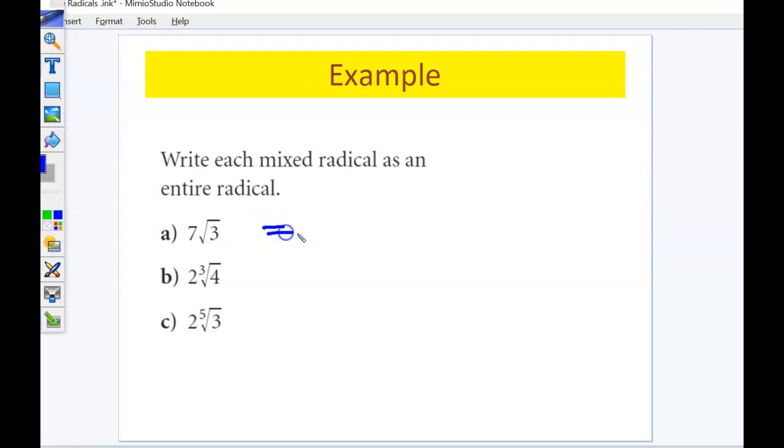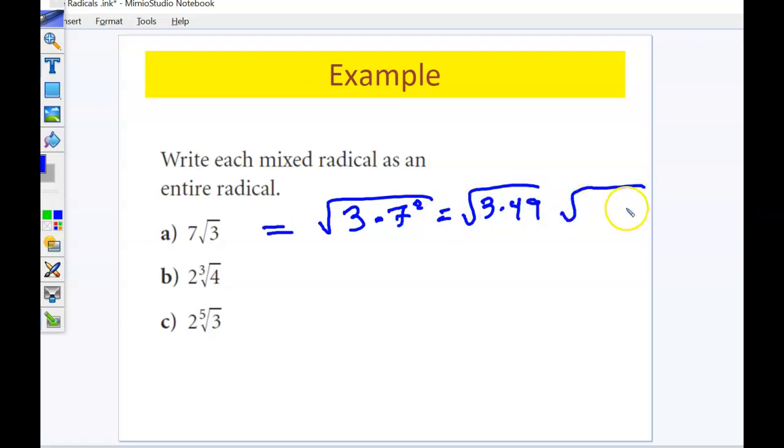Okay, hopefully you had a chance to look at these. So we're going to start with 7 root 3. So I have root 3, and if I bring the 7 in, the index is 2, so I have to square that. So this is going to be 3 times 49, and that's going to be 147. So root 147 is 7 root 3.